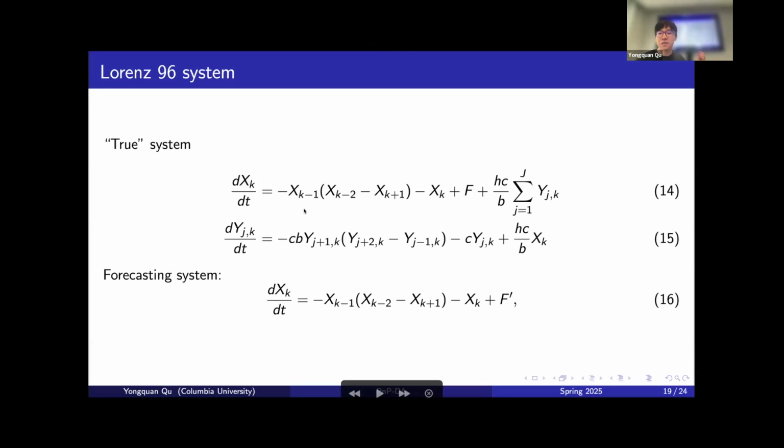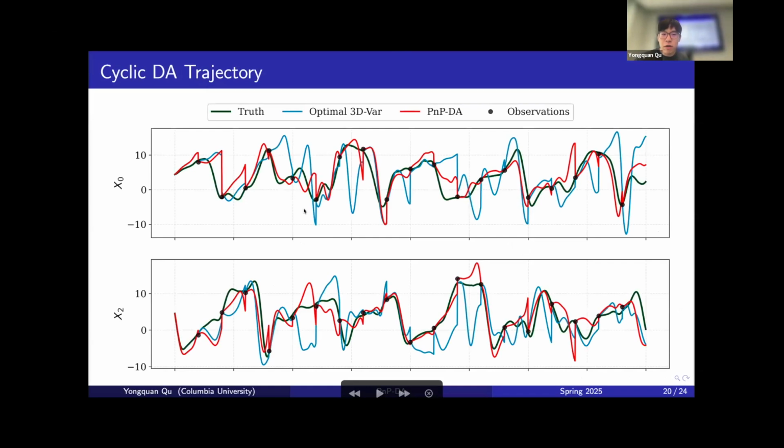So we are using 8 slow variables, and we have some very sparse spatial temporal observations, and we generate historical analysis and background pairs with the ensemble Kalman filter as the training data for the OT Bayesian flow matching. And this is where we perform cyclic data assimilation and forecast. Compared to the optimal solution of 3D variational data assimilation, we're able to have better trajectories. The black dots are observations.